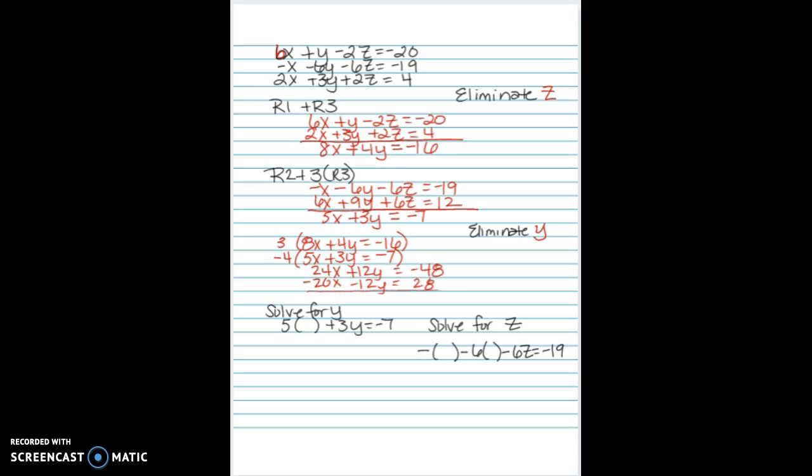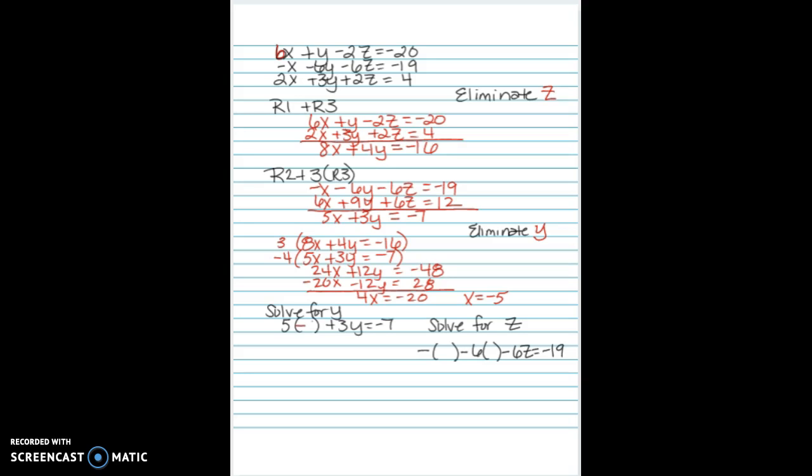I add them together, and I have 4x equals negative 20. Solving by dividing by 4, x is equal to negative 5. Solve for y by substituting in for x. I'm going to use the 5x plus 3y equals negative 7 equation.